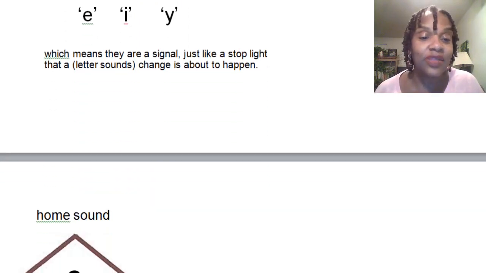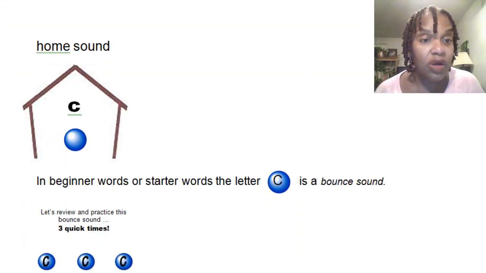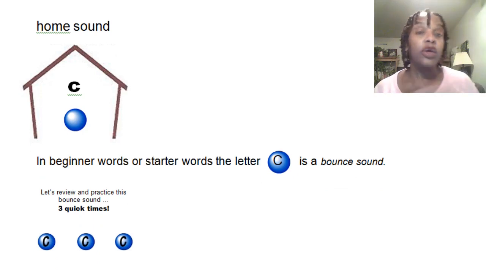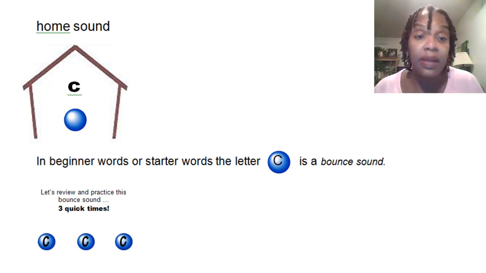So, let's see how this works. Let's start with the letter C. Now, you'll recall many classes back, way back in the beginning, we talked about the letter C being a bounce sound, right? And its home sound, or you can think of it as its ground sound, if you will. It makes the k sound. It's a hard bouncing sound, right?